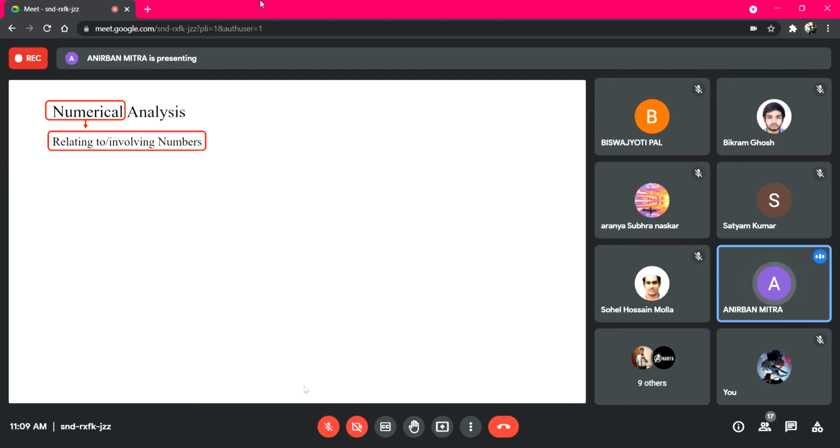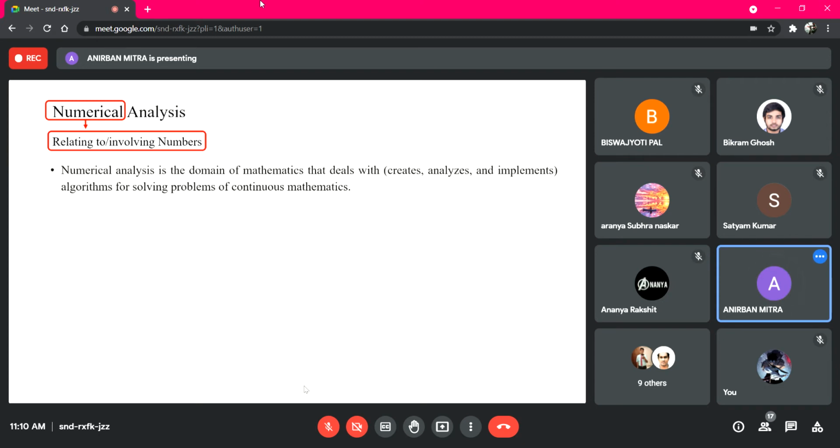Now, if I ask you what subject deals with numbers, I think all of you would be unanimously giving the same answer. In fact, even school kids, without a moment's hesitation, would give the same answer as well. And the answer is mathematics. That's quite correct. And numerical analysis, as it deals with numbers, is basically a specialized branch of mathematics. It falls in the domain of mathematics.